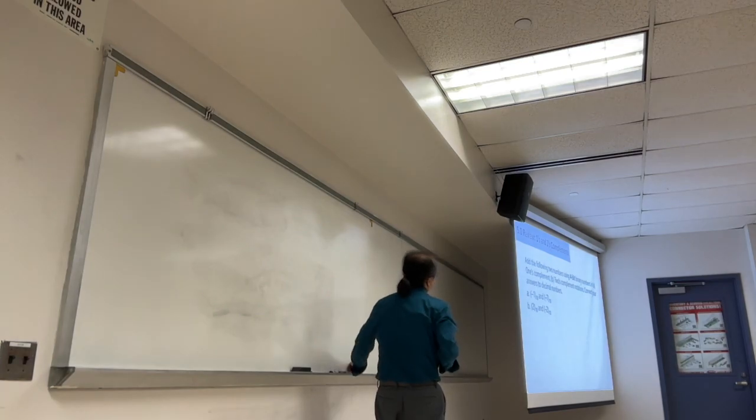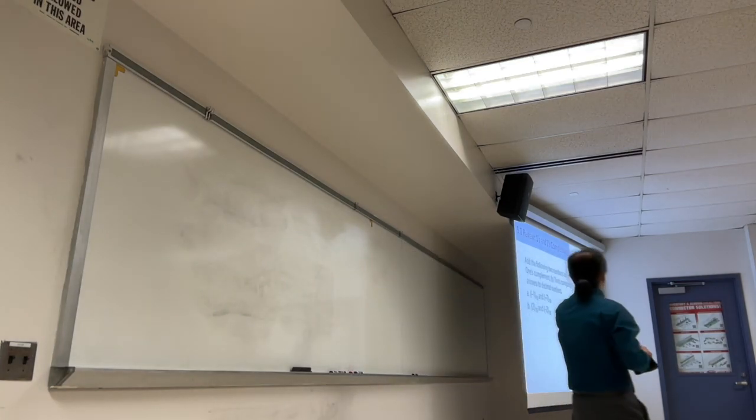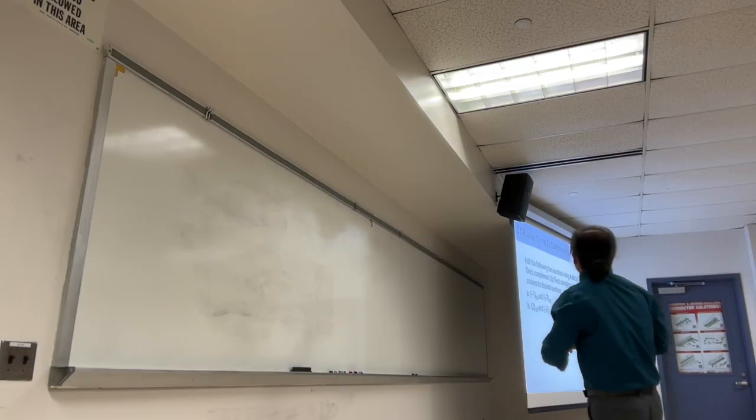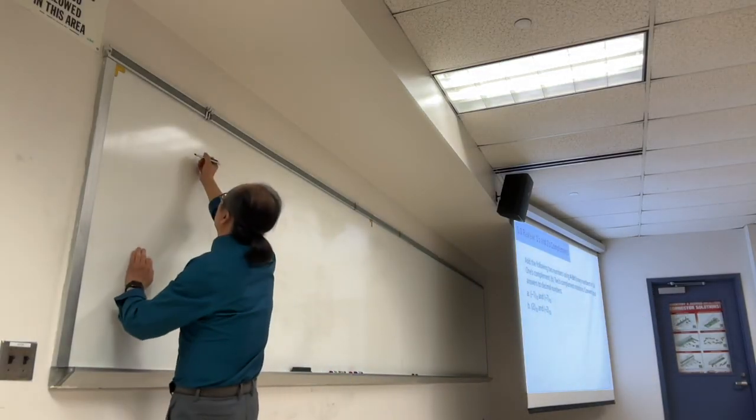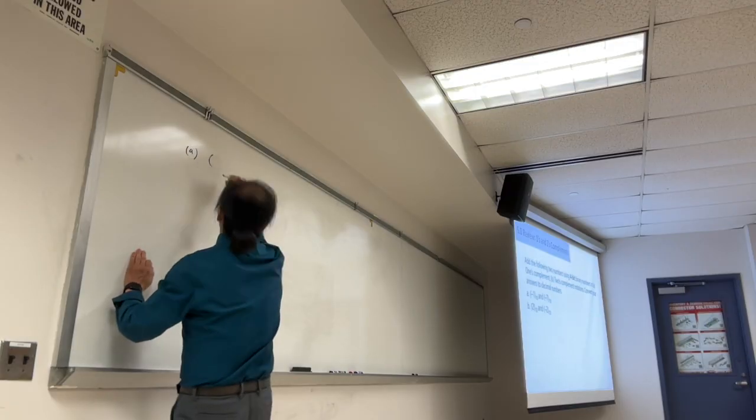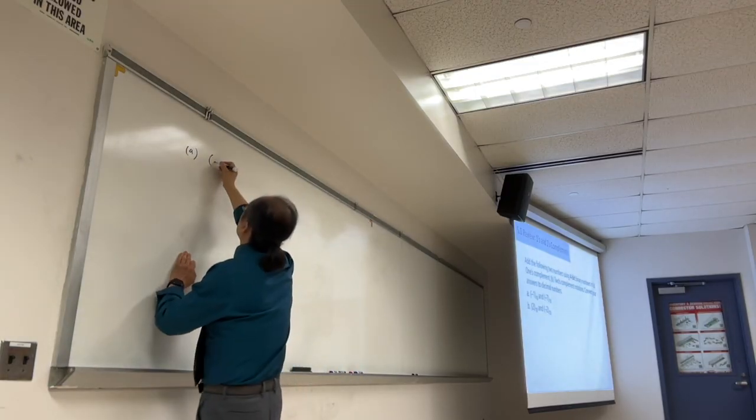Add the following two binary numbers using 4-bit, 1's complement and 2's complement. So let's just review. First, A, we have what? -1 and -7.